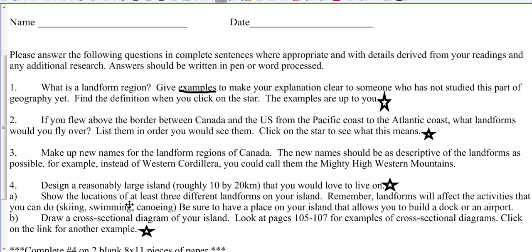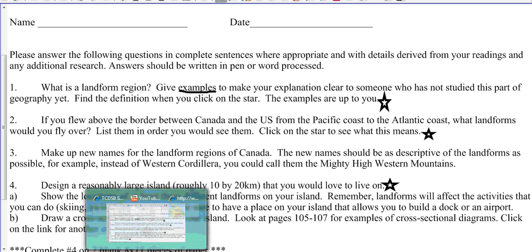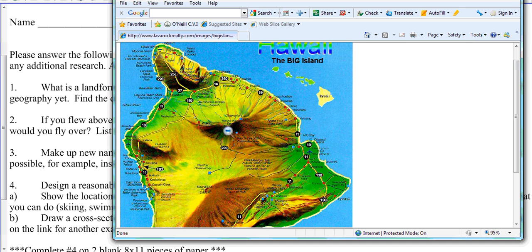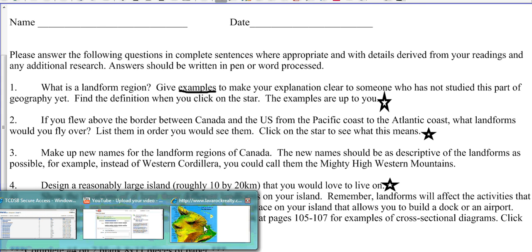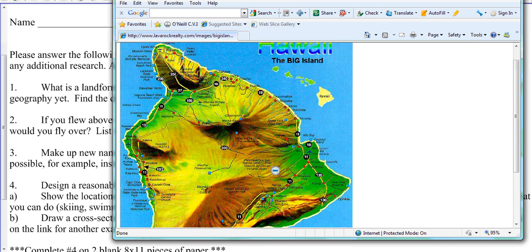In part A, show the design locations of at least 3 different landforms of your island. So again, back to landforms. We see mountains, we see plains, we see valleys, that kind of thing. Remember, landforms will affect the activities that you can do: skiing, swimming, canoeing. Notice in this one, there is no skiing, for obvious reasons.